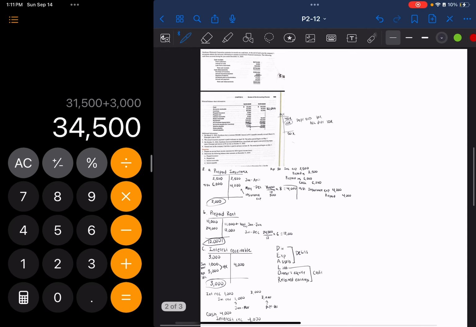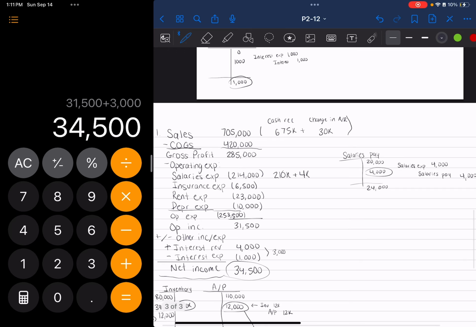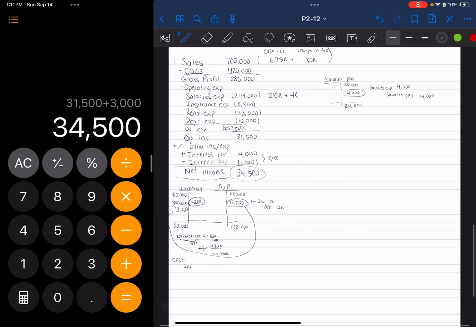And as you go through the course more, I feel like it will become easier with practice. But I think definitely knowing the journal entries and how to turn the journal entries into a T account is really helpful for this problem.